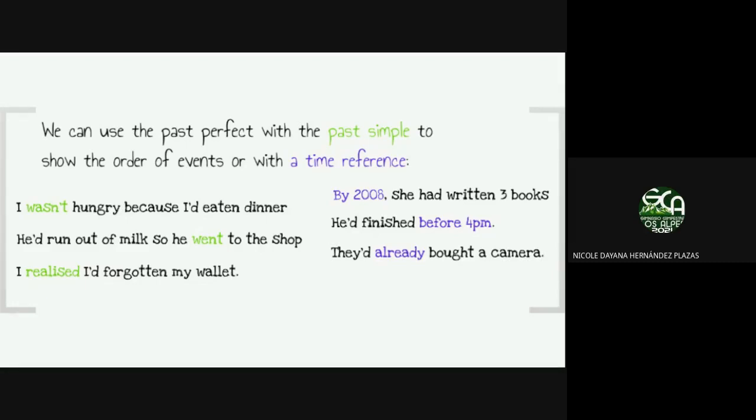That he realized, or that he forgot the wallet?